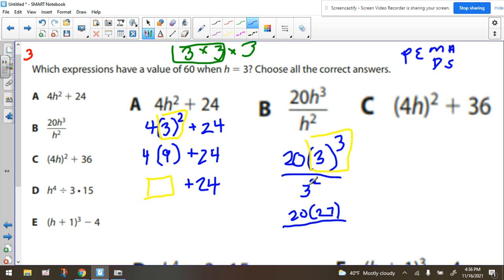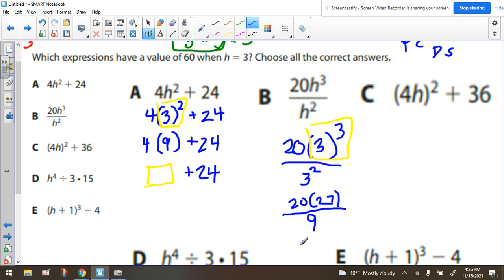So we can do that in our heads, right? That means 3 is a factor twice. 3 as a factor twice would be 9. So the next thing you're going to do is show what 20 times 27 is on your piece of paper, and you're going to put that over 9. So I'll just leave a box because you're going to actually find the product of 20 times 27, put it here. And then underneath that, you're going to show what this number divided by 9 would be, and you're going to see if it's 60. And if it's 60, then you're going to pick choice B. If it's not 60, then don't pick that.